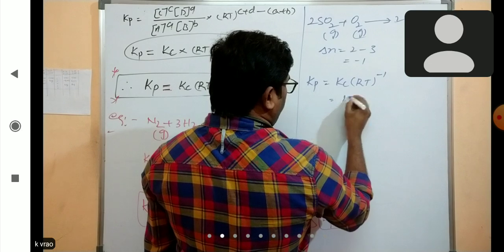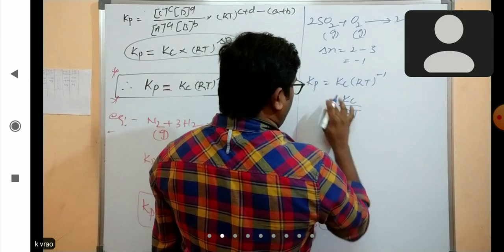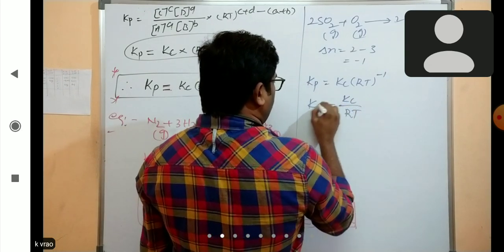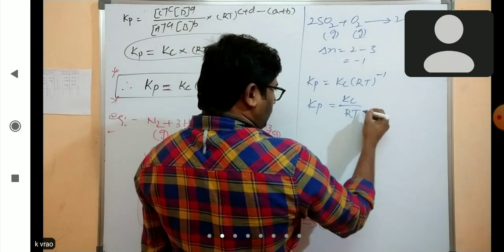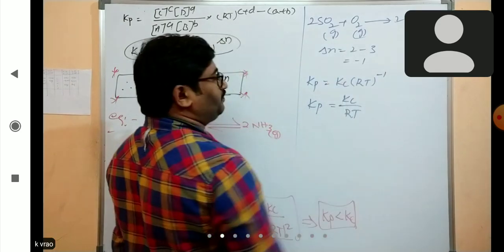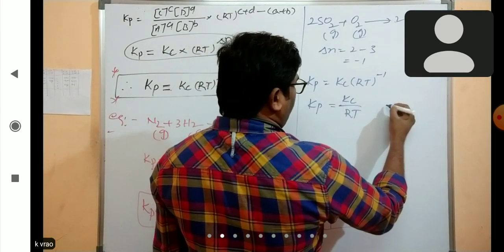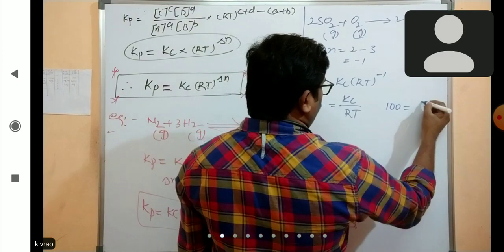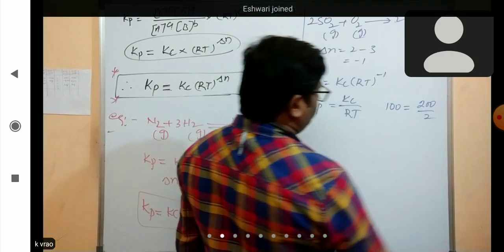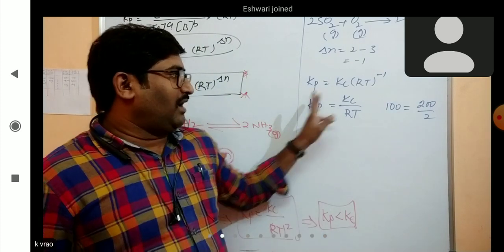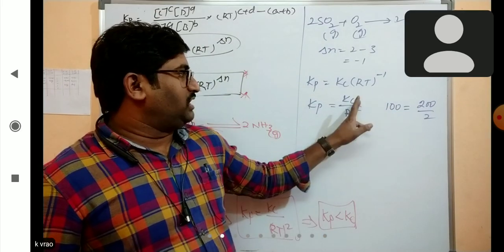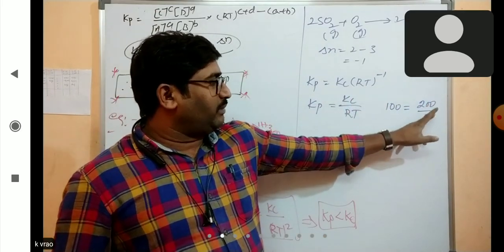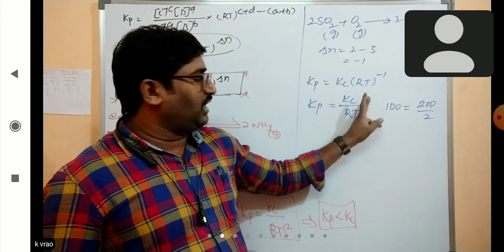So with minus 1, mathematically we can write Kc by RT, and that is equal to Kp. Kc is a division with some value. Let us take a simple example to understand: 100 is equal to 200 by 2. So here Kp value is 100 and Kc value is 200. 200 divided by 2 is 100, then only both get equalized.